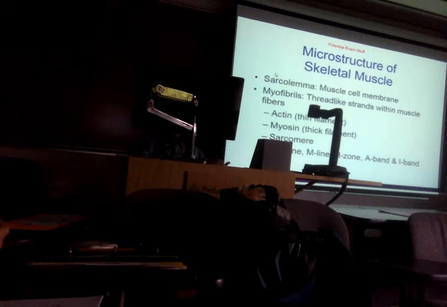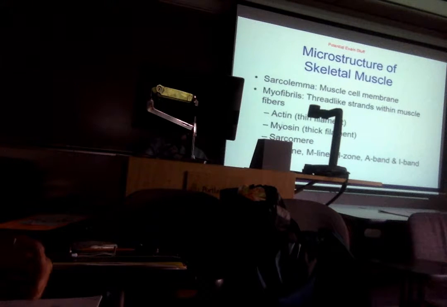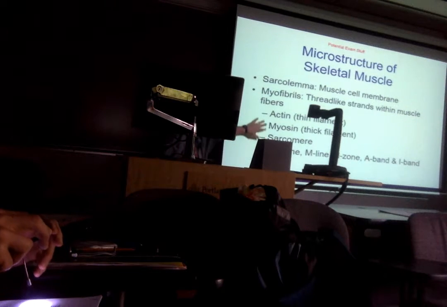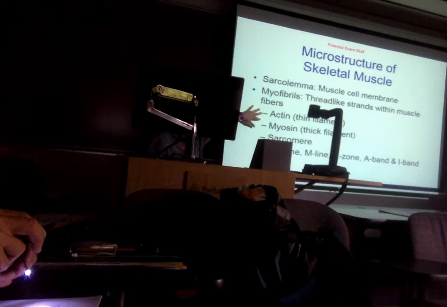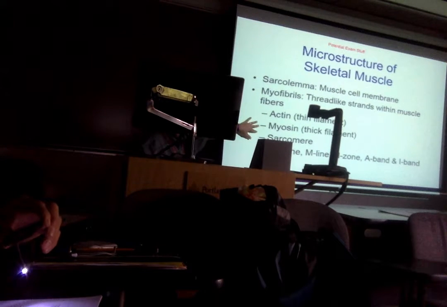Structure, sarcolemma. It says potential exam stuff, and I'll tell you why. Sarcolemma, we know, is a muscle membrane. Myofibrils are composed of actin, myosin. I think it's just knowing what a thick and a thin filament are, and what a sarcomere is. So when I say potential exam stuff, is this familiar stuff to you guys? Actin, myosin, and sarcomere? Okay, it really is.